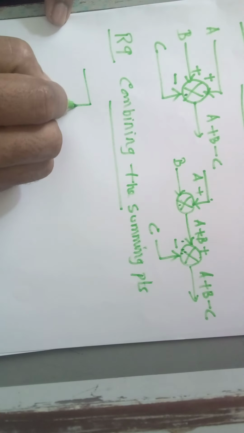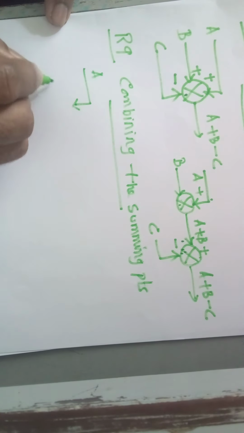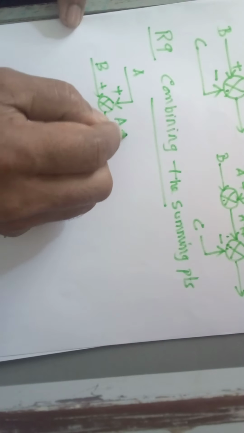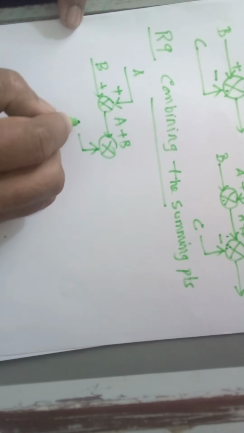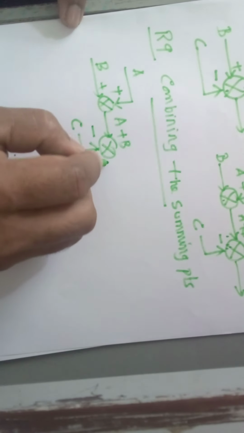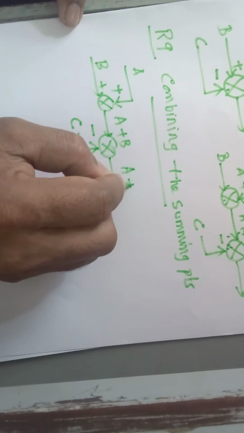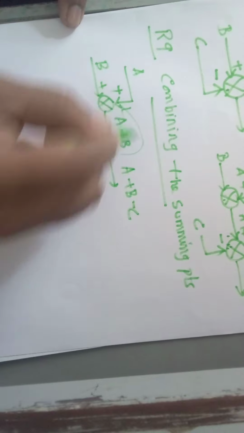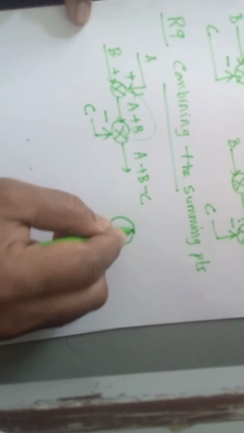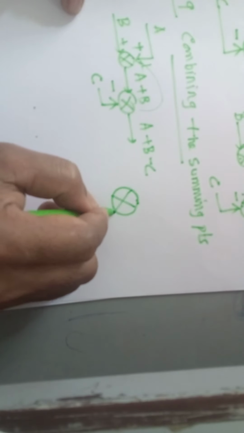Yes. So you are having a signal A, another signal B. These two signals are added and the output is A plus B. Understood? So this is added with another signal, or subtracted with another signal C, right? So the output is A plus B minus C. So I want to combine these two summing points into a single one, the reverse process of the previous one. So use only one summing point with multiple inputs.